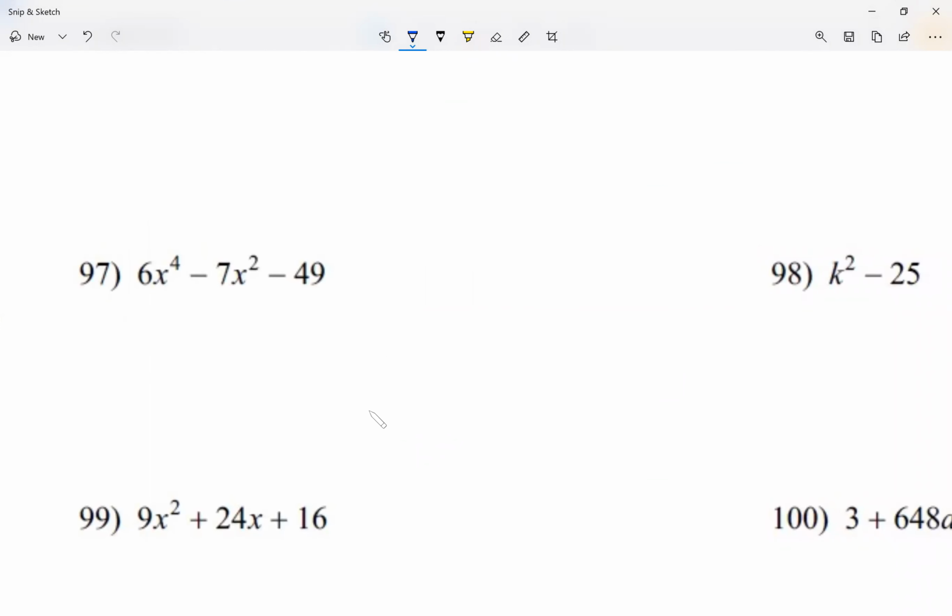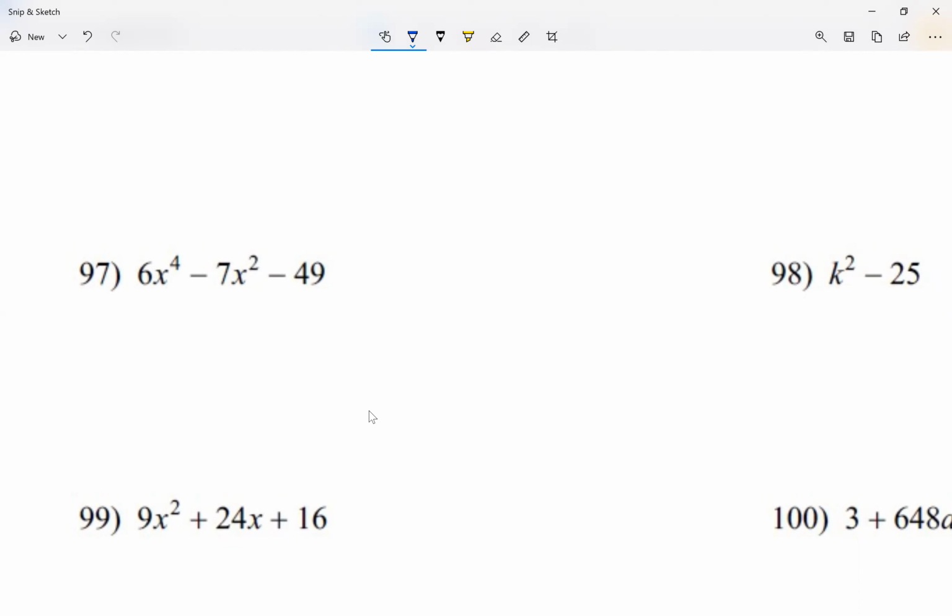Now, it would be nice if it started with a 1, right? Because it's a little bit easier. But now this one, because my first number is not a 1, first thing I ask myself is, can I make it a 1? Can I divide everything by 6? No, I can't. Okay, so I have to deal with it.